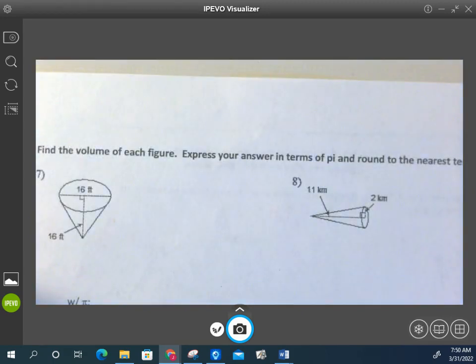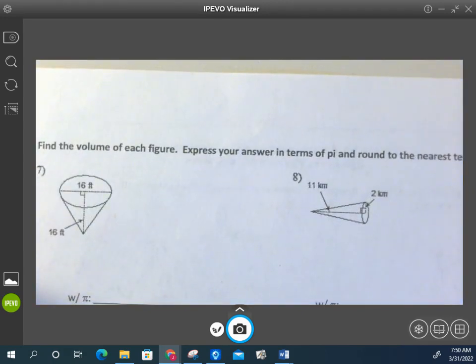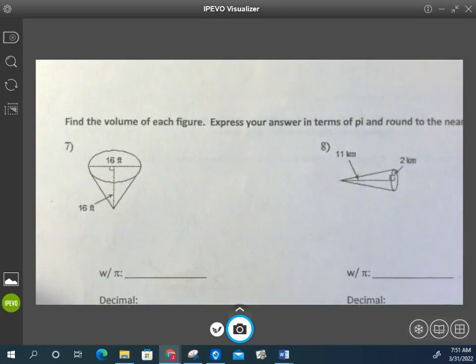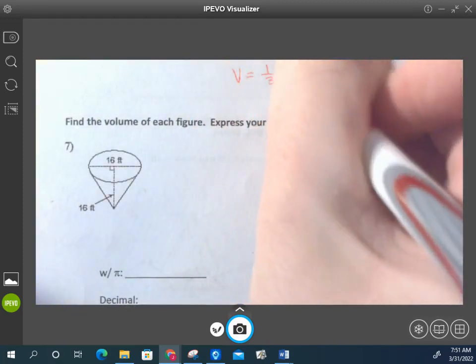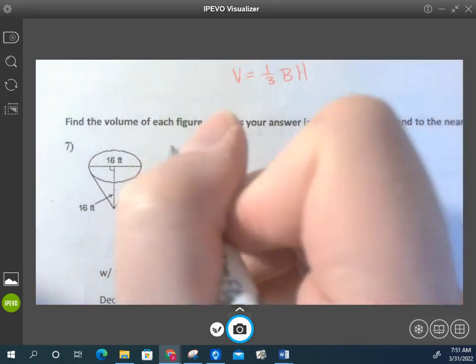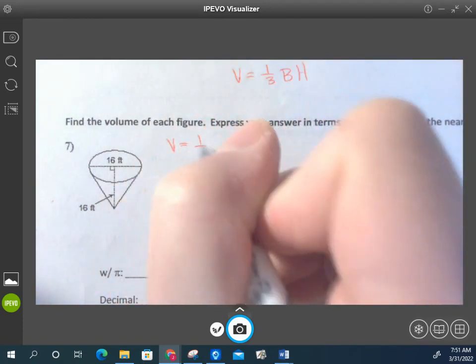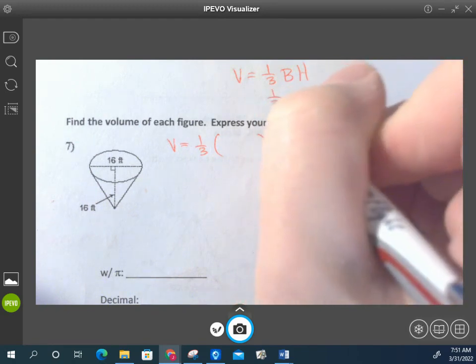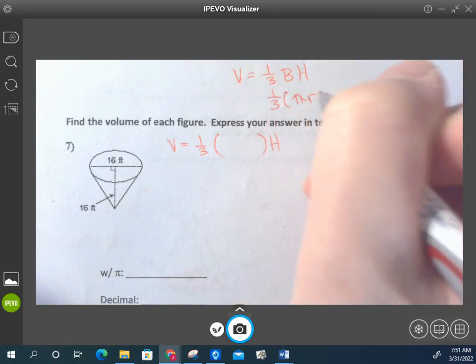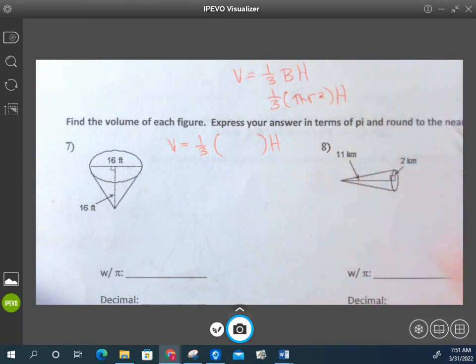All right. On the back, we have some cones and we have spheres. Now, the volume of a cone is also 1/3 the base times height. But with the cone, we can get more specific. The area of the base is a circle. So it's 1/3 the area of the circle, pi r squared times h.